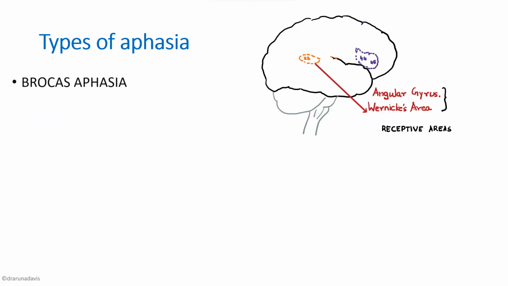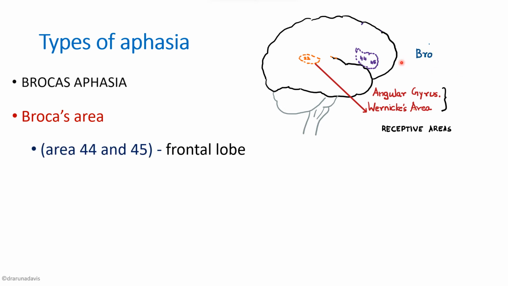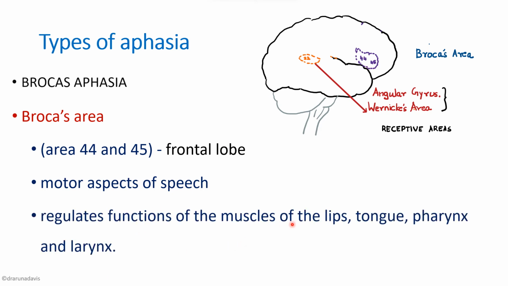Next is Broca's aphasia. So Broca's aphasia obviously means there is a lesion in the Broca's area. And where is this Broca's area? It is present in the frontal lobe and it is area 44 and 45. This Broca's area is involved in the motor aspects of speech. That means it regulates the functions of the muscles of the lips, tongue, pharynx and larynx. To say each syllable, we need specific contraction of muscles of the lips, tongue, pharynx and larynx. So that regulation is done by the Broca's area.